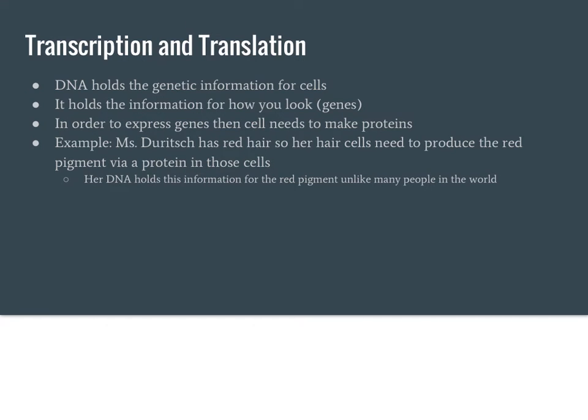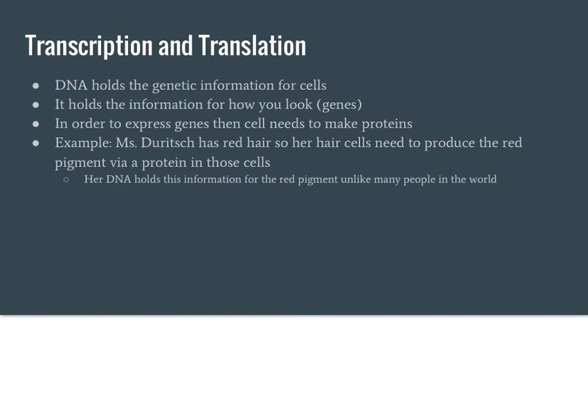Okay, so transcription and translation. We had our replication. Now this time we have two different things that happen. We know that DNA holds all of our genetic information for our cells. So this is how you look, how many freckles you have, what color hair you have, how tall you are, how short you are, etc. If you have really pale skin or really dark skin, all of that is shown through proteins that the cell makes.